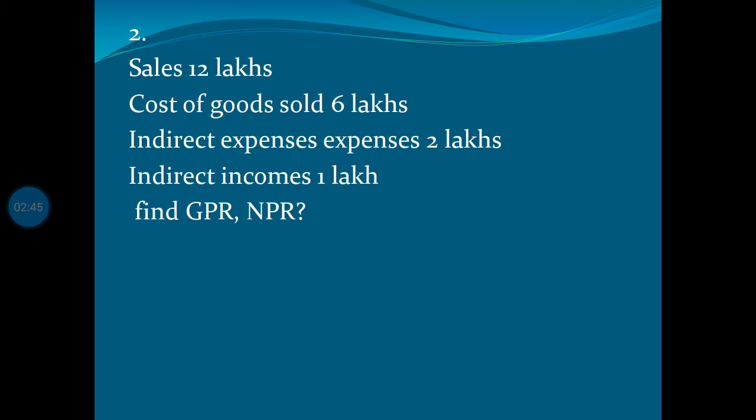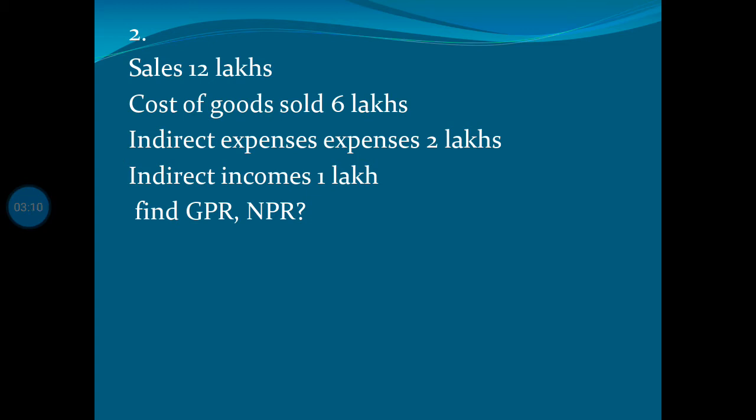Another example, sales 12 lakhs. Cost of goods sold is 6 lakhs. Indirect expenses rupees 2 lakhs and indirect incomes rupees 1 lakh. Calculate gross profit ratio and net profit ratio.